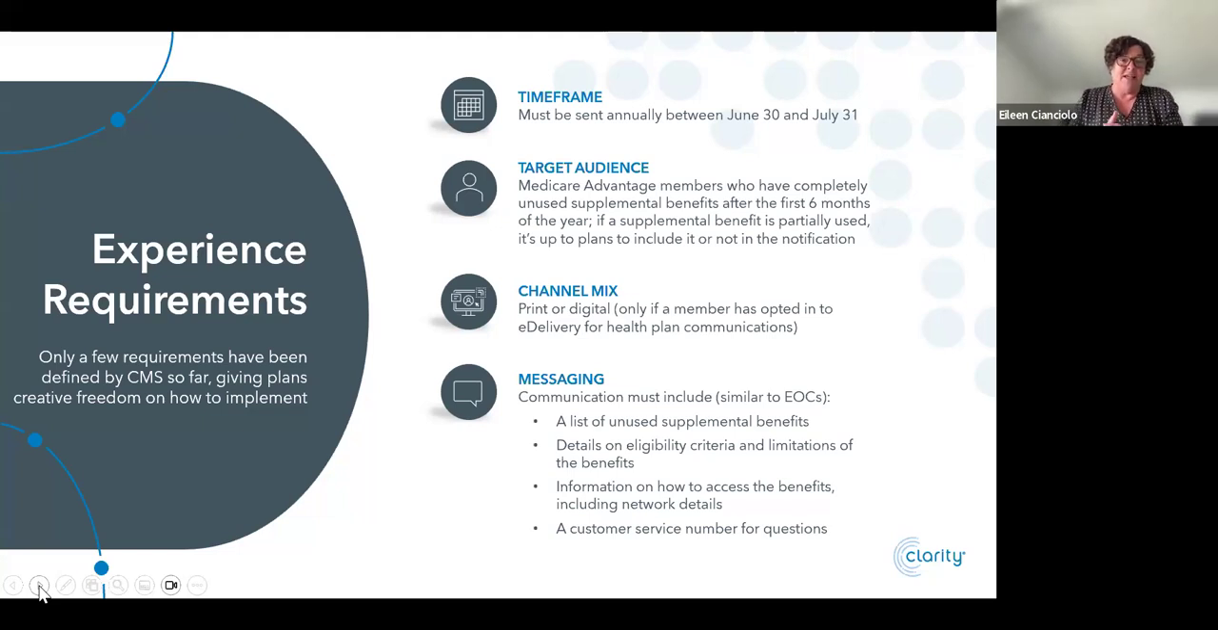So, some guidelines definitely to go by, but not a prescriptive template that has to be used. It's pretty clear as far as when and what and to whom. So as we go to the next slide.